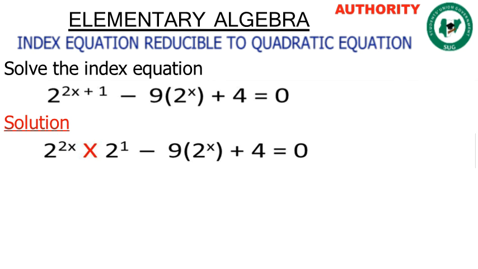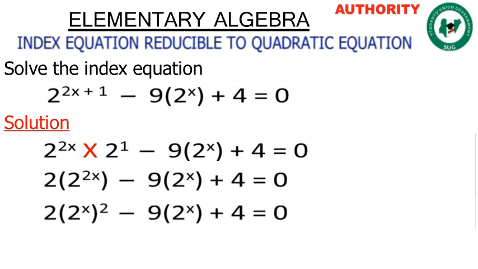Now from here, let's see what we can do again. We have 2 raised to power 2x times 2 raised to power 1. So 2 times 2 raised to power 1 is giving you what? 2. So we're going to have 2, open bracket, now you put 2 raised to power 2x in bracket, minus 9, open bracket, 2 raised to power x, close the bracket, plus 4 is equal to 0. Now let's see what we can still do again.